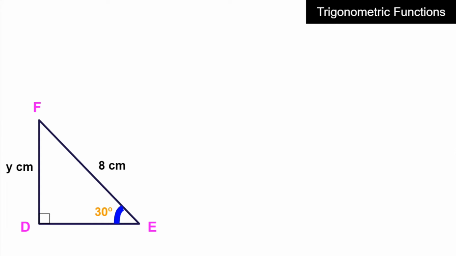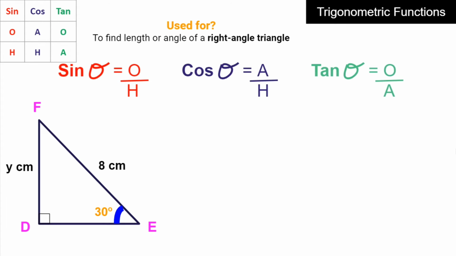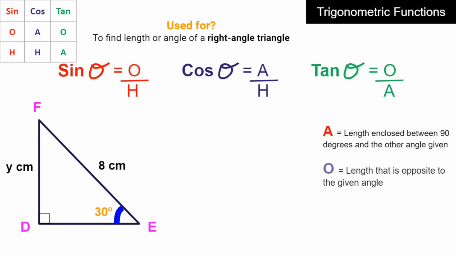So for solving this question, we need to have a few things at the back of our head. That is the sine cos tan table. That is the fact that sine cos tan is used to find lengths or angles of a right angle triangle, and the fact that we implement sine cos tan using sine theta equals O over H, cos theta equals A over H, and tan theta is equal to O over A. Moving on, again to remember, A is the length enclosed between 90 degrees and the other angle given. O is the length that is opposite to the given angle. H is the hypotenuse, the diagonal length opposite to 90 degrees.